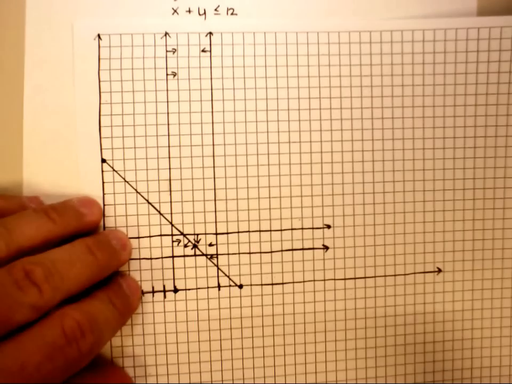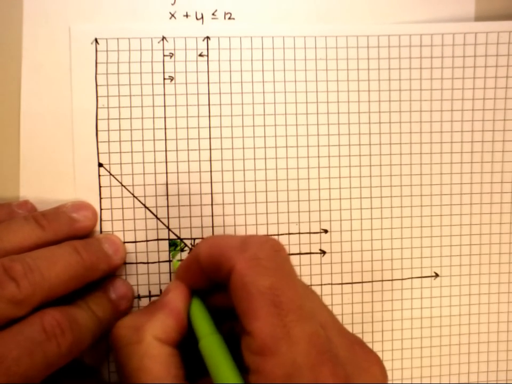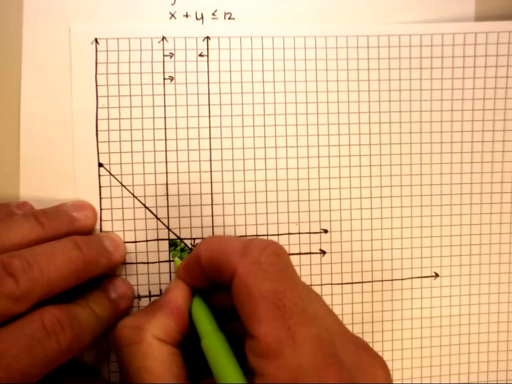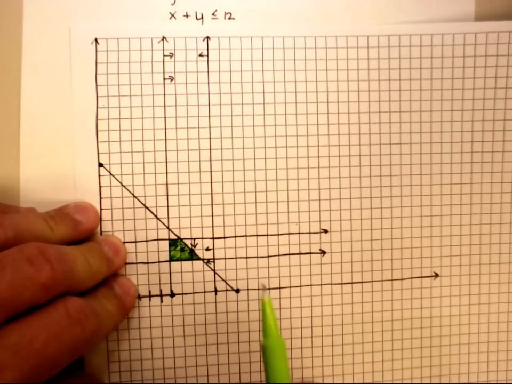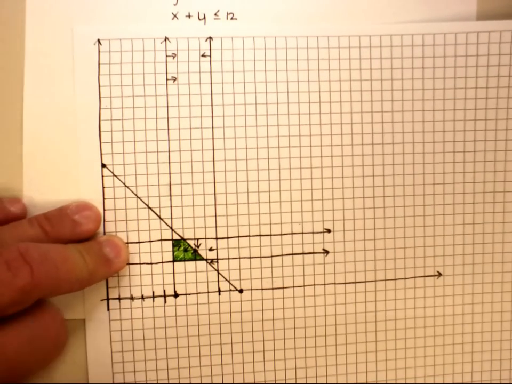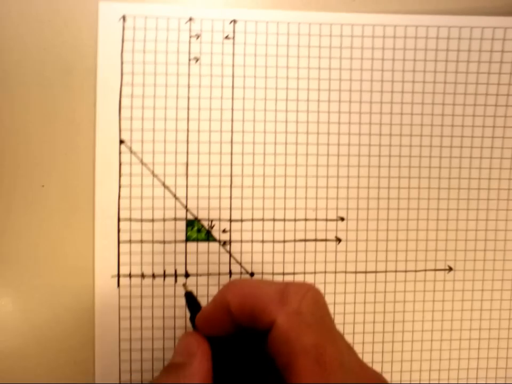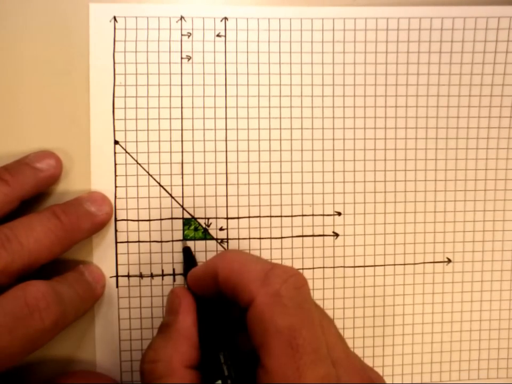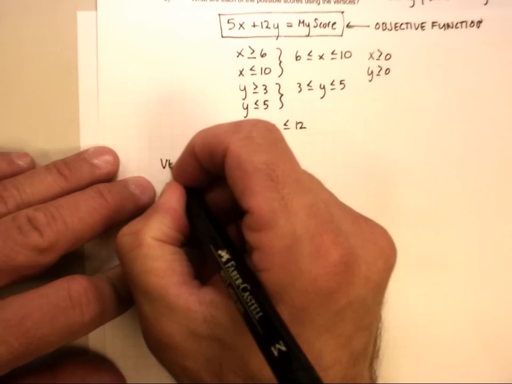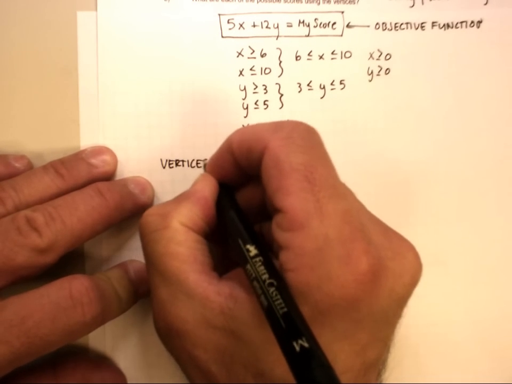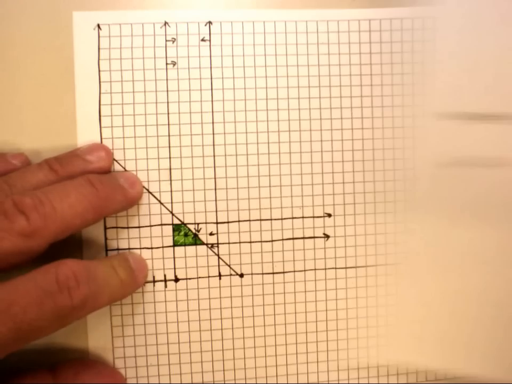I've got a very specific area bounded by my restrictions. And it looks like everything is exactly on an intersection as well. So let's go ahead and find out what these vertices are. One of the vertices looks like it's 6, 3. Okay, so I'm going to go over here. So vertices, keep this organized, is 6, 3.